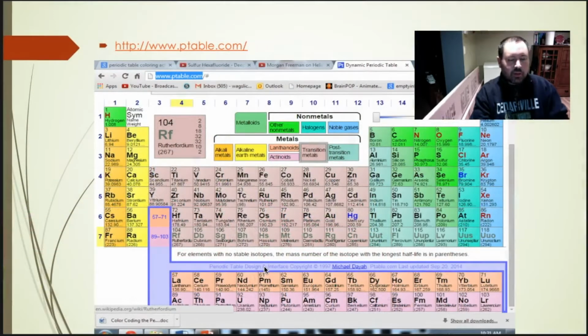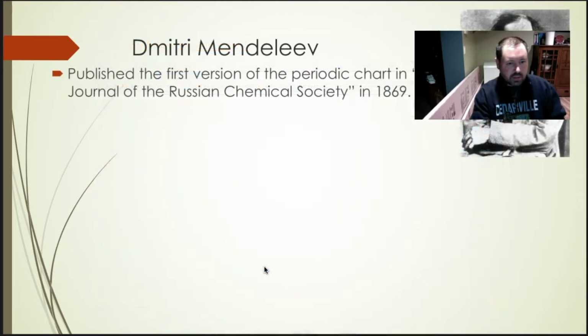Okay, moving on. If you want to access the periodic chart, all you have to do is Google it. You can find all sorts of different places to find all sorts of information. You can use pt1.com, places like that, to find the periodic chart.